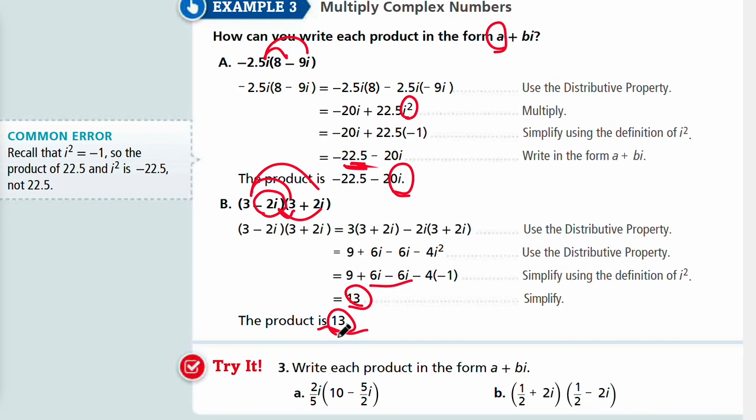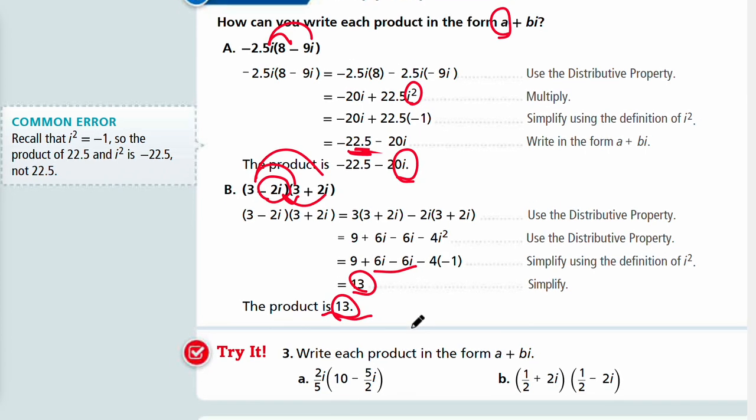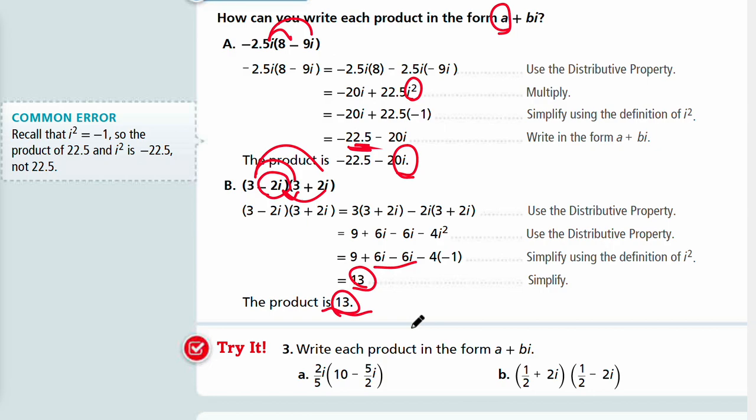Okay. Let's try number 3. Write each product in the form a plus bi. Part A is 2 over 5i times 10 minus 5 over 2i, and B is 1 over 2 plus 2i times 1 over 2 minus 2i. So pause the video and come back when you're ready for answers.